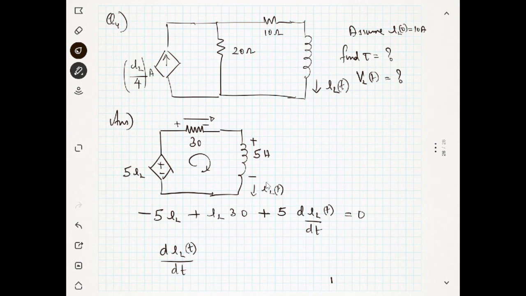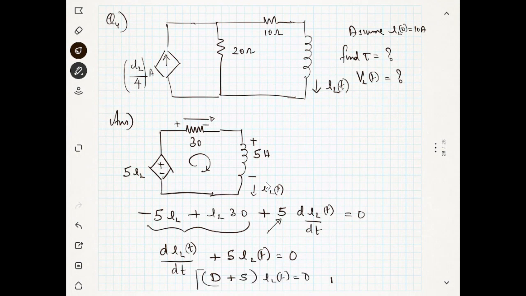Yes, doctor. It will be a differential equation. So dIL of t plus 5 times IL of t is equal to 0. You can simplify this equation because there is a 5 here. You can divide the whole thing by 5, so the equation becomes dIL of t by dt plus 5 times IL is equal to 0. Now for d by dt I will put D, then (D plus 5) IL of t is equal to 0. This was the way to solve the differential equation.